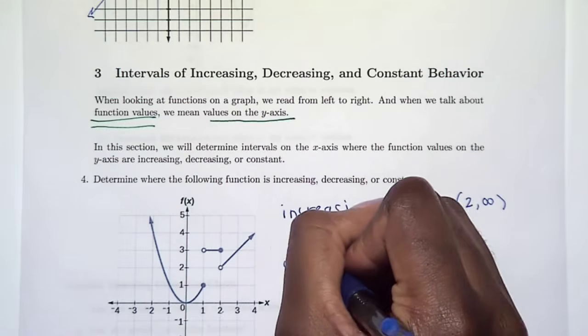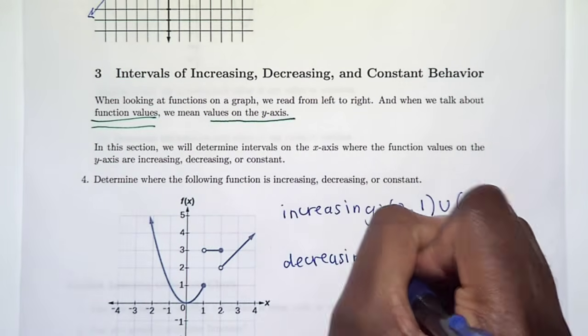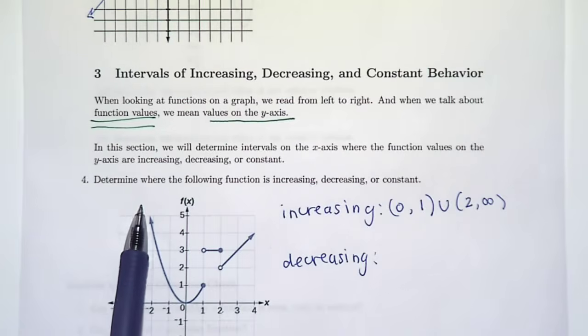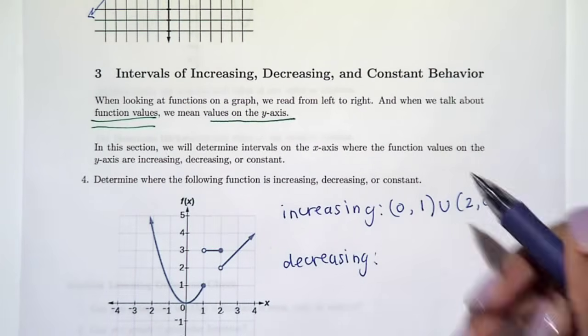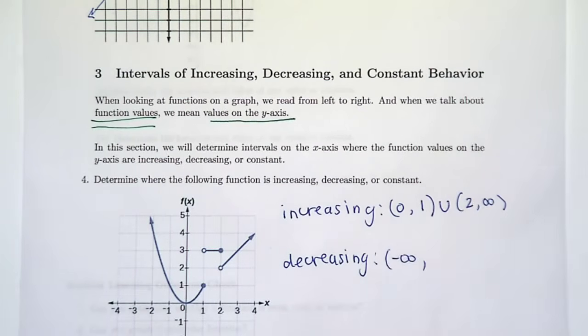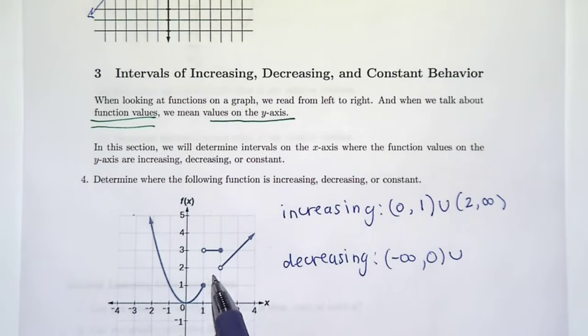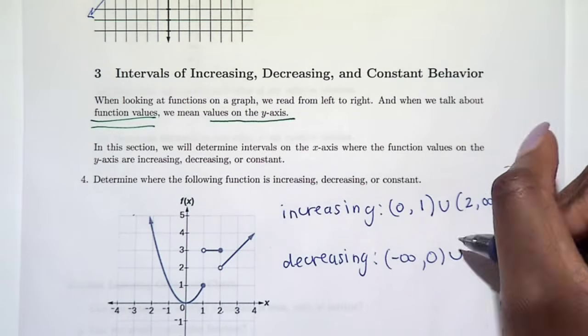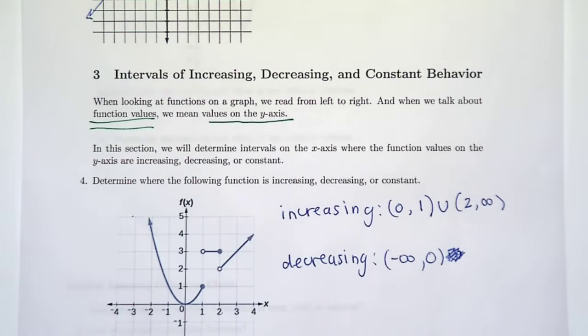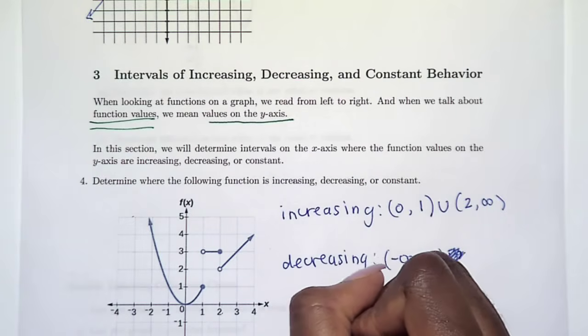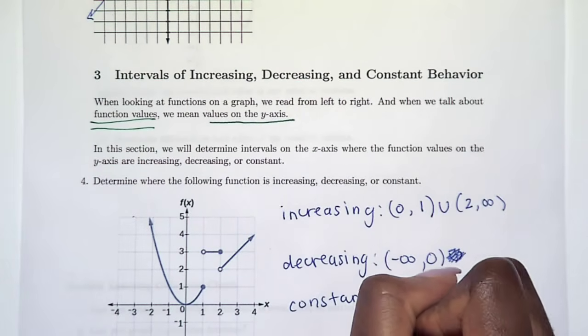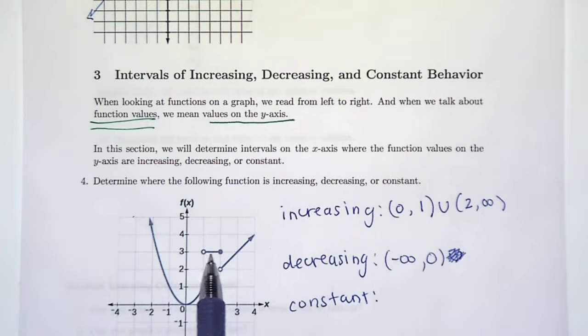Now let's look at where it's decreasing. So where is it going down? Oh, it immediately starts going down. So that's from negative infinity, and then it stops going down at 0. And then, oh, it keeps going up forever or constant, so there's nothing more here. Okay, and then constant, I feel like that's the easiest one to pick out. This is the same function value the whole time, and that's between 1 and 2.